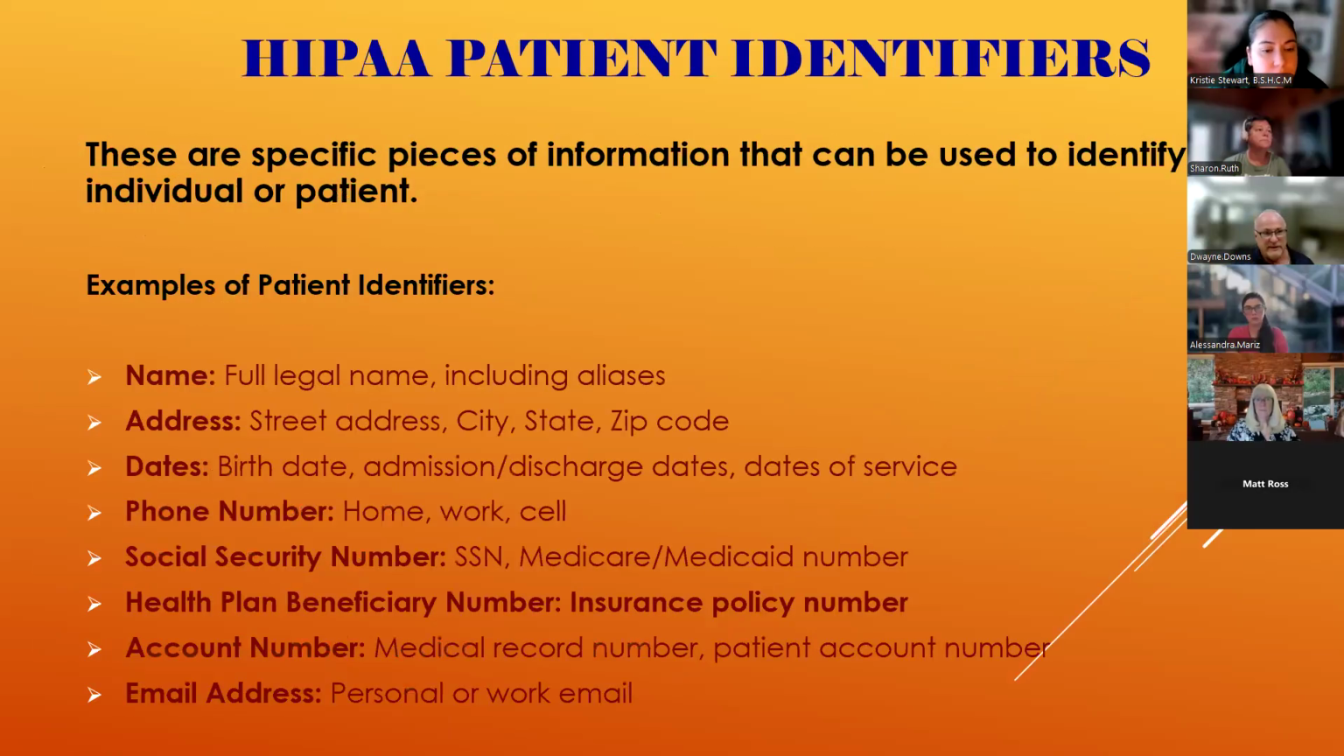Just a little bit about HIPAA identifiers. These are specific pieces of information that can be used to identify a patient or an individual, such as someone's name, including aliases, addresses, street addresses, city, state, dates, phone numbers, Social Security numbers, health plan beneficiary numbers, account numbers, email addresses.